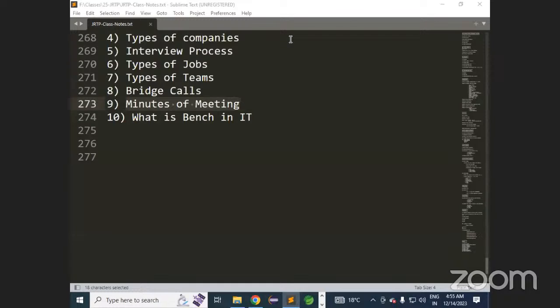That means they are working in the company. They joined the company. They are getting the salary from the company, but they do not belong to any project. So whenever there is a requirement for a particular project in the company, those people will go for the interview.